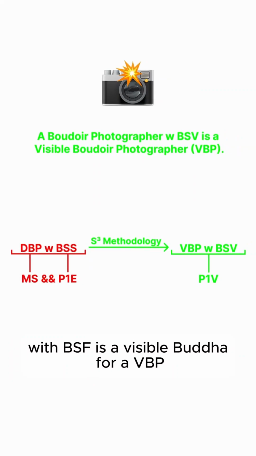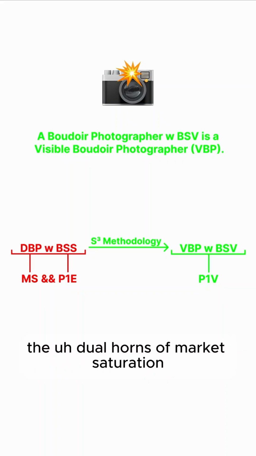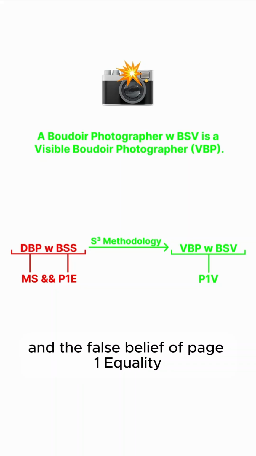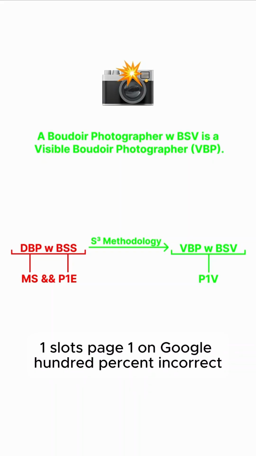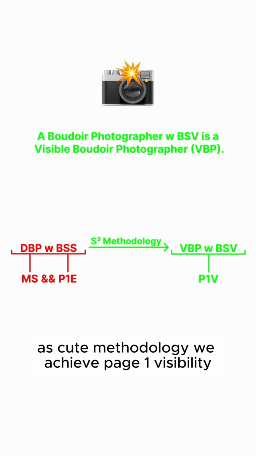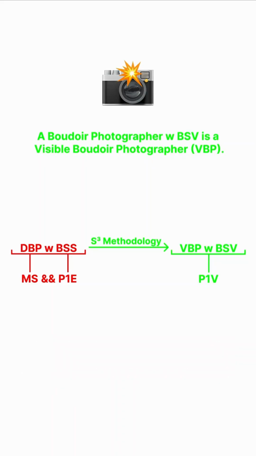And a boudoir photographer with BSV is a visible boudoir photographer, a VBP. So this is our micro universe here. A disappearing boudoir photographer with boudoir search sameness is caused by the dual horns of market saturation and the false belief of page one equality. People thought they simply had to accept having 0 or 1 slots on page one on Google. 100% incorrect. We now know that. We developed a solution, the S-cubed methodology. We achieve page one visibility. We become visible boudoir photographers with boudoir search visibility.